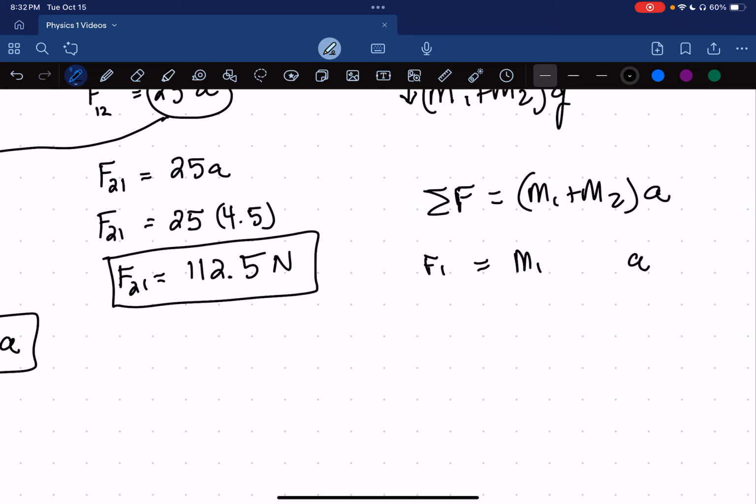I'm still getting used to writing on this thing. And so I don't like it when my handwriting gets a little sloppy here.